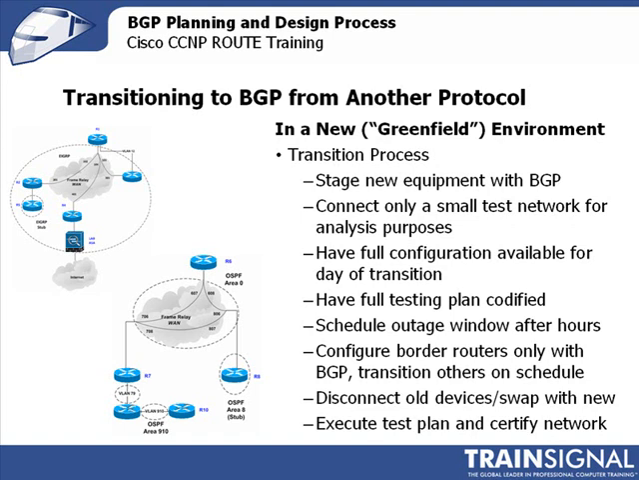And then configure just the border routers first with BGP and transition whatever others you might need to on schedule. Now, if it's just a single router that's going to the new service provider environment, and you're just going to be switching LAN connections over, that could be fairly simple. Then you just disconnect your old devices with the new ones, then execute your test plan, make sure your BGP tables are properly populated, the IP routing table is up, that you can reach the other networks that you're anticipating, and then certify the network as being fully functional.